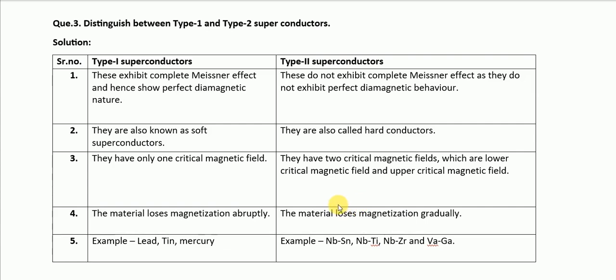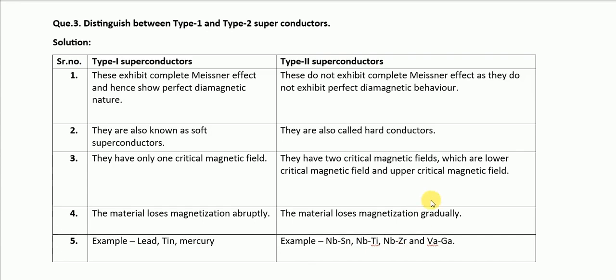Now lastly, let's look at the examples. Type 1 superconductors are lead, tin and mercury. These are the more classic superconductors you might think of. On the other hand, we have type 2 superconductors, which are usually alloys or compounds like niobium and tin, niobium and titanium, which can handle much higher magnetic fields.